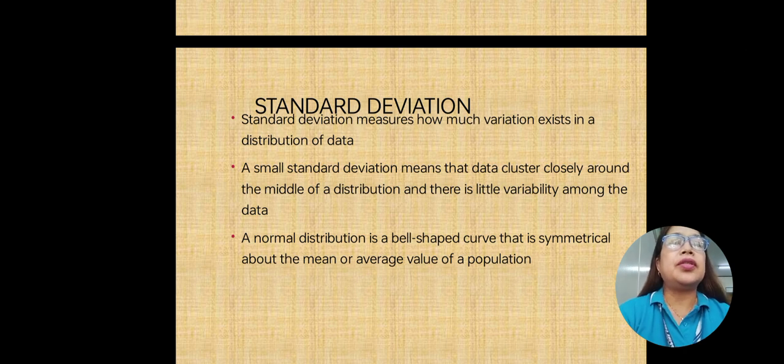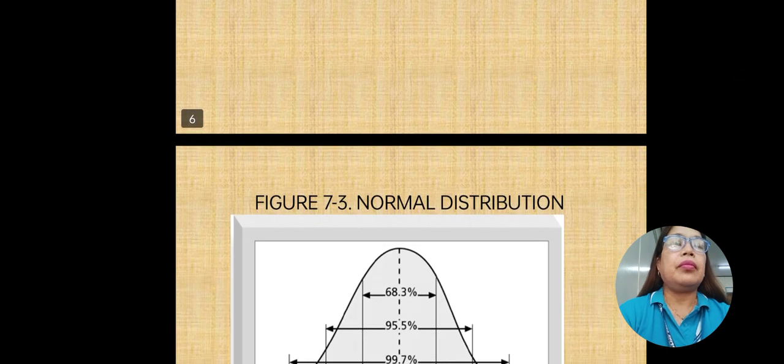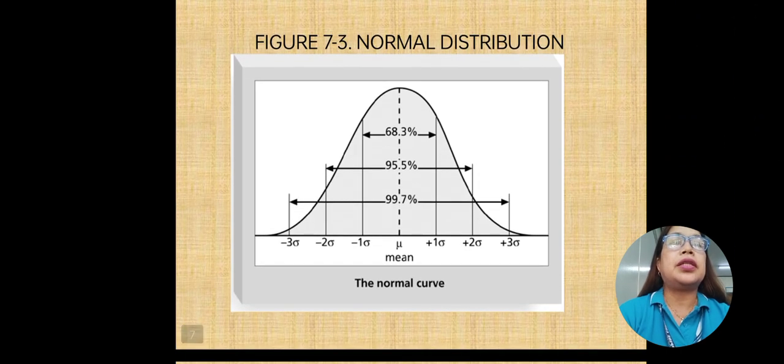Standard deviation measures how much variation exists in the distribution of data. A small standard deviation means that data cluster closely around the middle of the distribution and there is little variability among the data. A normal distribution is a bell-shaped curve that is symmetrical about the mean or average value of the population. Figure 7-2 shows the normal distribution, the normal curve.